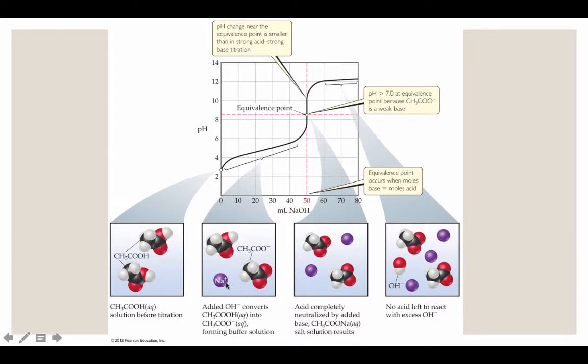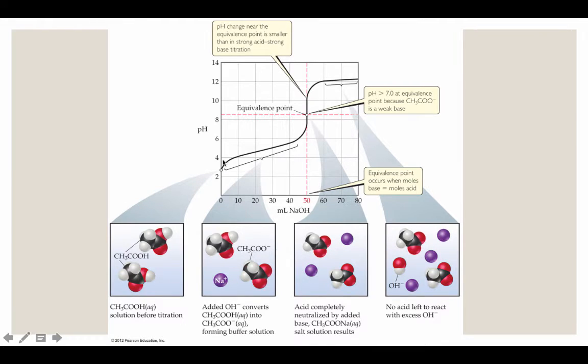So at this point, we have some unreacted acetic acid, some acetate from which the hydrogen has been pulled off by the OH-, and some spectator sodium ions. In addition, we have the water that's formed from the neutralization. Notice that at this point, we have a weak acid and its conjugate base. Therefore, we see this buffering action in our pH curve, this resistance to change in pH, since we've formed a buffer solution.